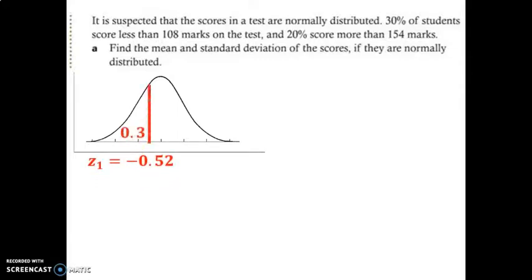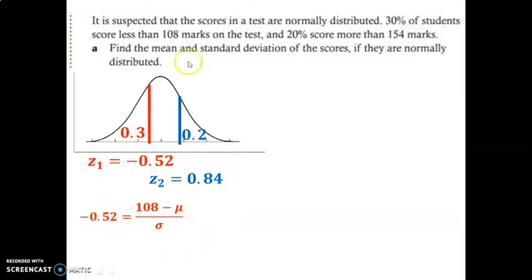Z-score at the bottom end and Z-score at the upper end. Okay, there's our area of 0.3, 30%, and there's our area of 0.2, 20%. There's the two z-scores we have. Okay, now the two formulas. So there's that one formula using the bottom z-score and the score of 108 marks. And then the other equation is this, using the 80.84 z-score and the 154 mark score.